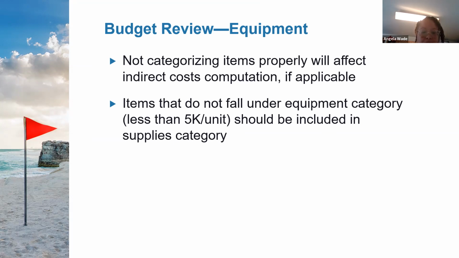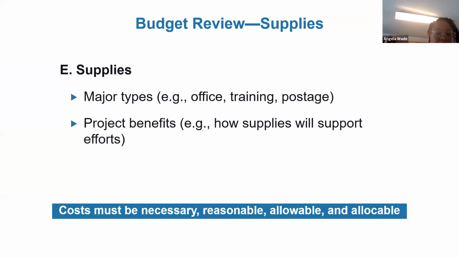Again, for item number 2 on this list, it is very important that you do know your organization's policy for capitalizing equipment. Let's say you purchase a laptop and it is less than your threshold for capitalizing equipment, then that item would go under the supplies category. So any item of equipment that falls underneath your threshold for capitalization would then go into supplies. Next slide, please.